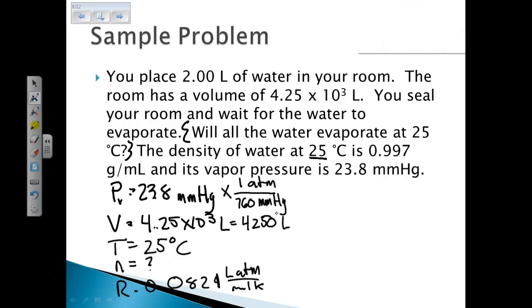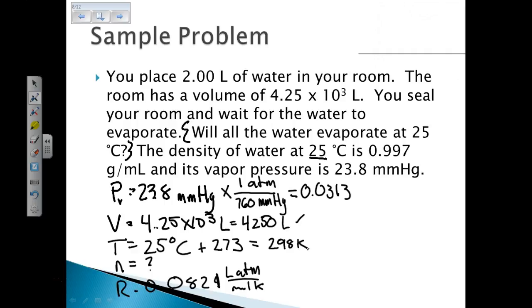Okay, so we're going to go 23.8 divided by 760. And so we get a pressure of 0.0313. This is already in our correct units. Now this has to be in Kelvin, so that's add 273. So this is 298 Kelvin.